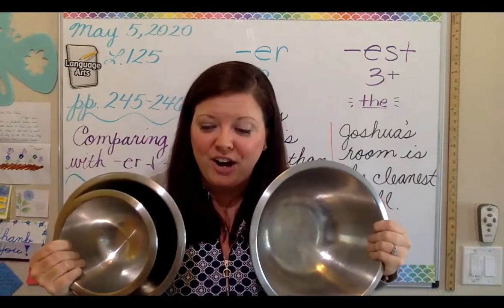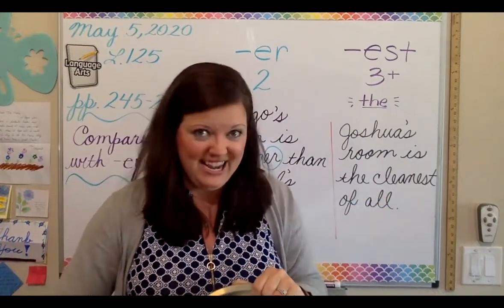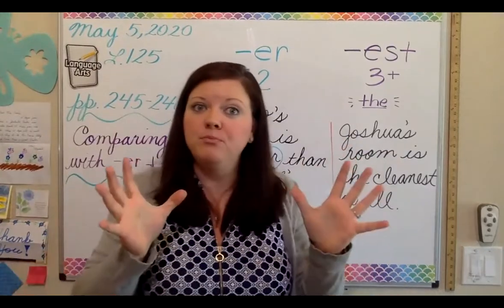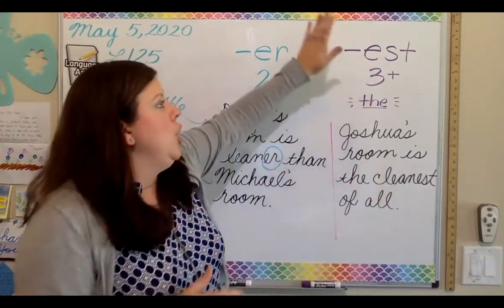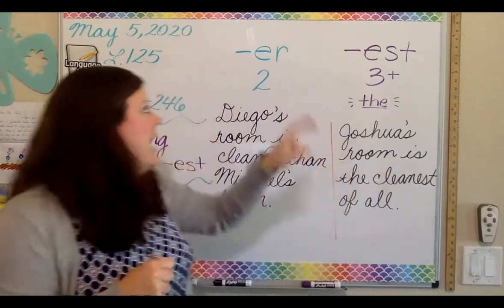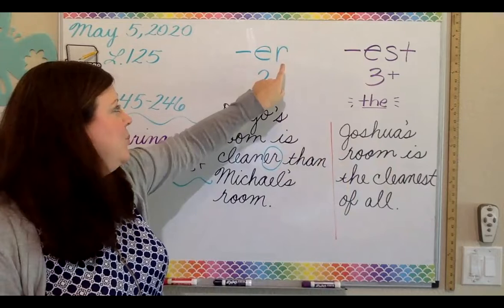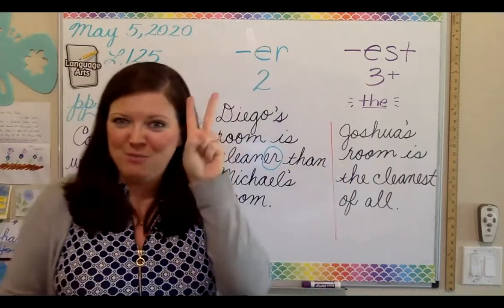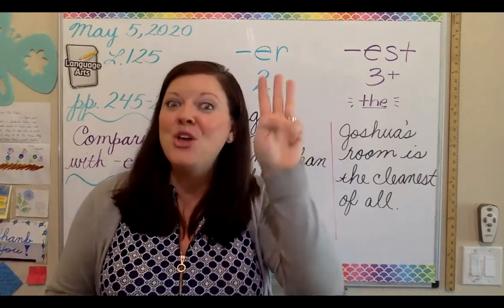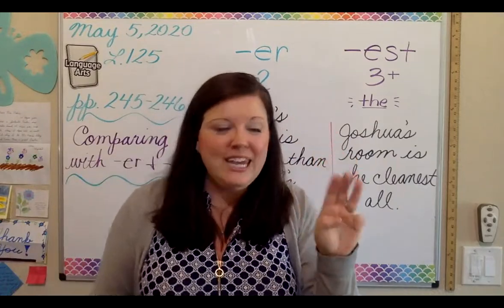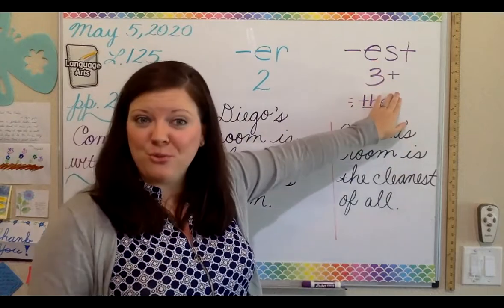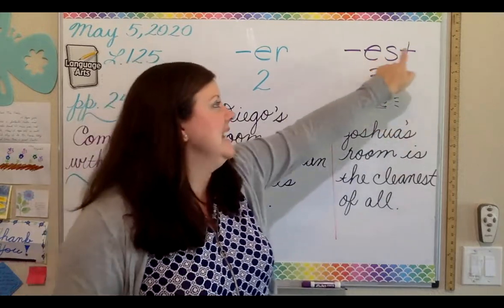When you are comparing three or more items, three or more things, people, places, whatever, three nouns, you're going to attach EST. I have another memory hook. Let's go back to the ER. How many letters are in ER? 1, 2. ER compares two things. Now, how many letters are in EST? 3. When you have three or more, I just put a little plus sign there. That means more. When you have three or more items, add EST.